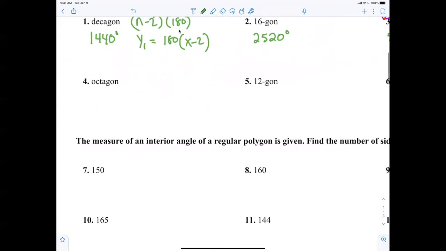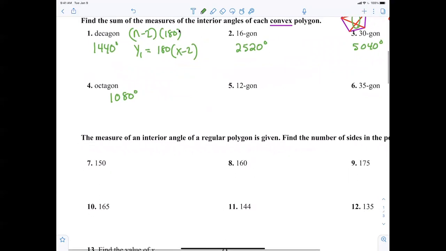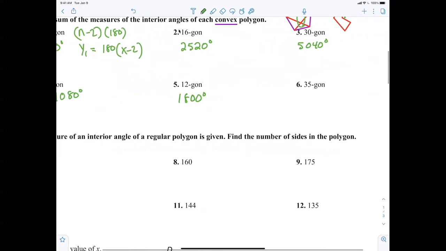Octagon. What do we got for an octagon? 1,080. And for a 12-gon, 1,800. And for a 35-gon, 5,940 degrees. Anybody have any issues with that? All right, so that's a kind of a nice way of doing that.